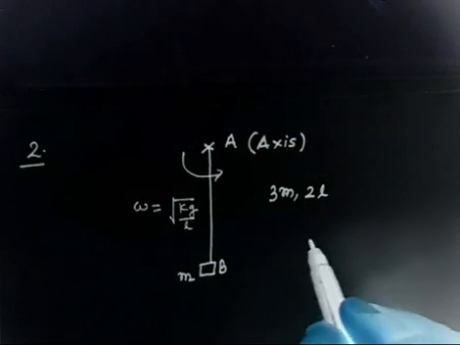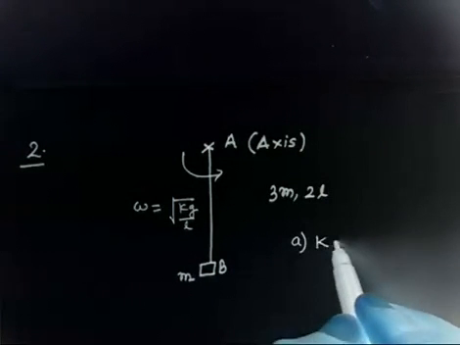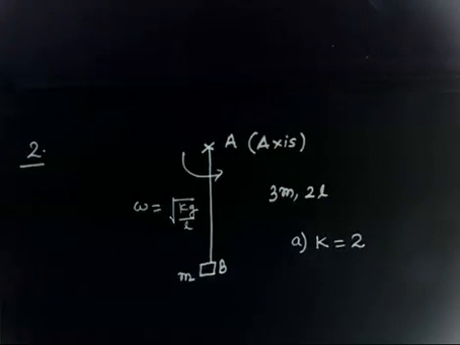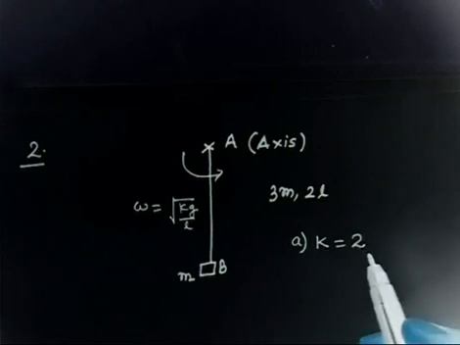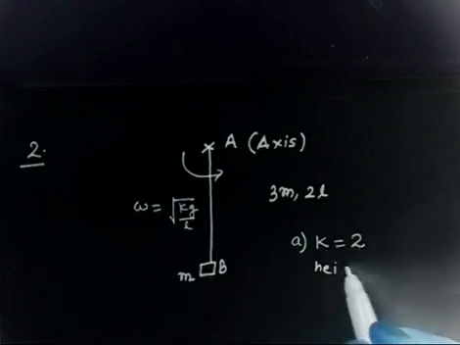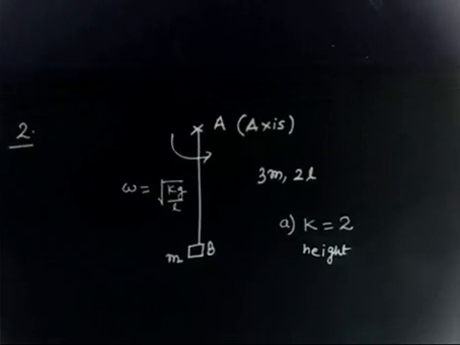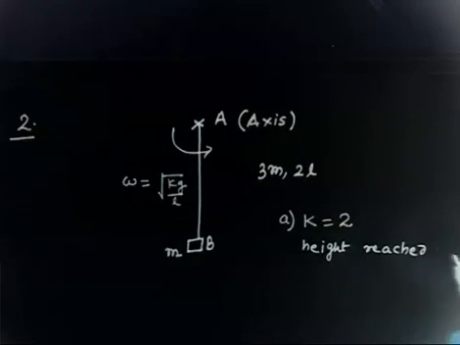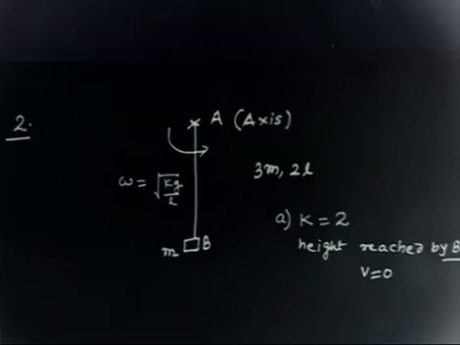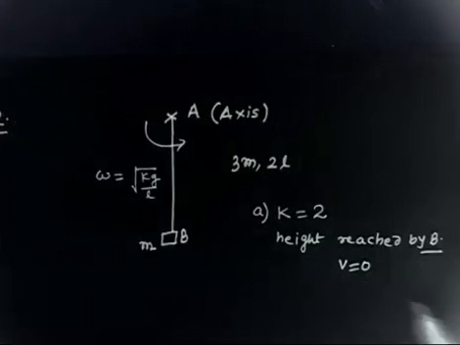First part says, if k is equal to 2, find the height of B above the level A when the rod comes to instantaneous rest. So we have to find the height. What is the height that will be reached by B? Height reached by B. When it just comes to rest, this means at that point of time the velocity of B is just 0.